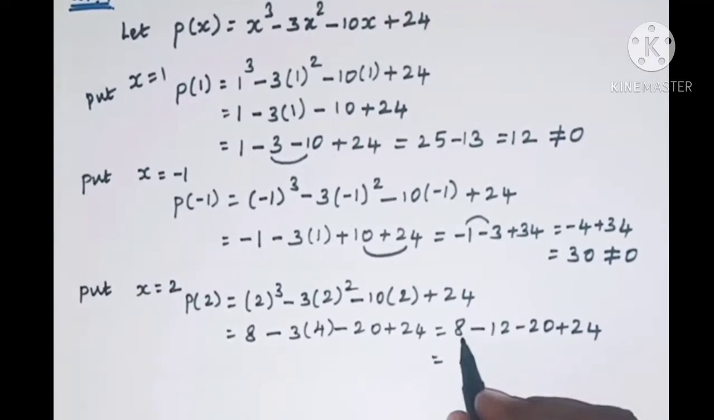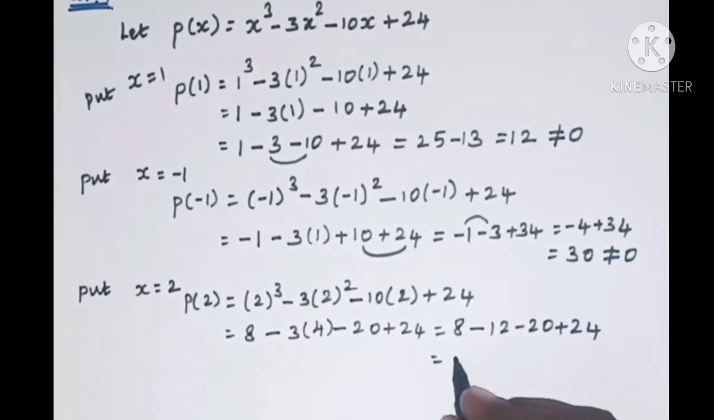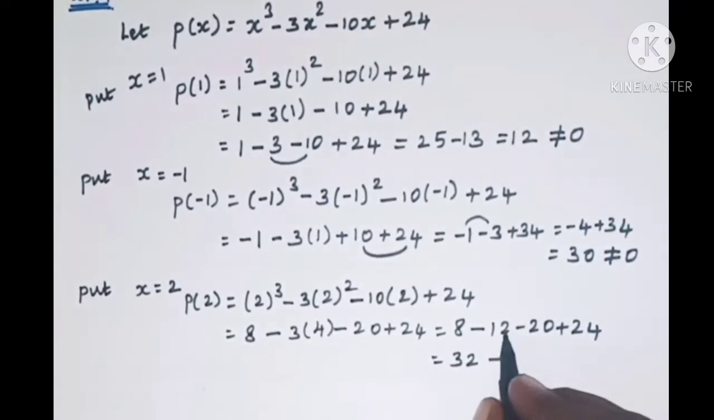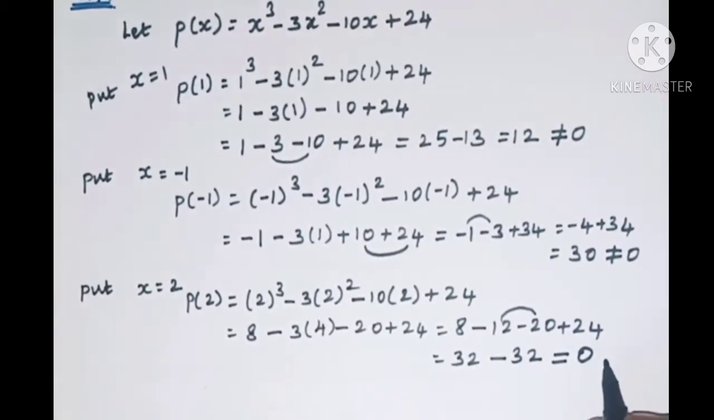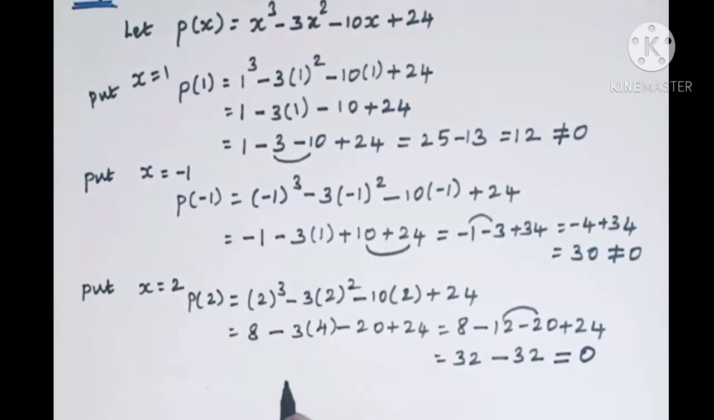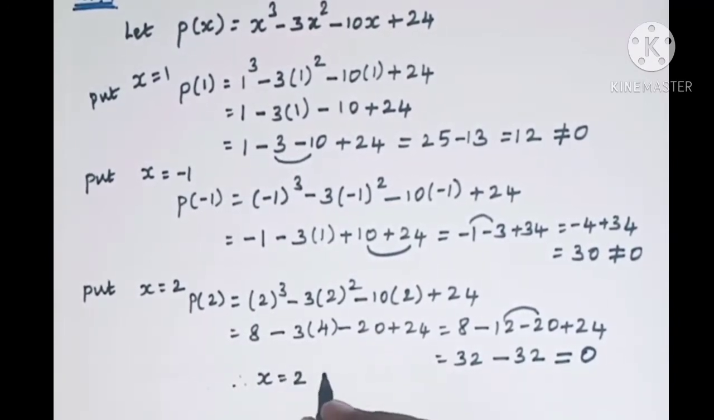Now add the like terms. We will get 24 plus 8 is 32, minus, adding these two numbers, minus 12 minus 20 will become minus 32. So when we add plus 32 minus 32, we will get this expression as 0. So here we are getting the answer 0. Therefore we will write x is equal to 2 is a factor.